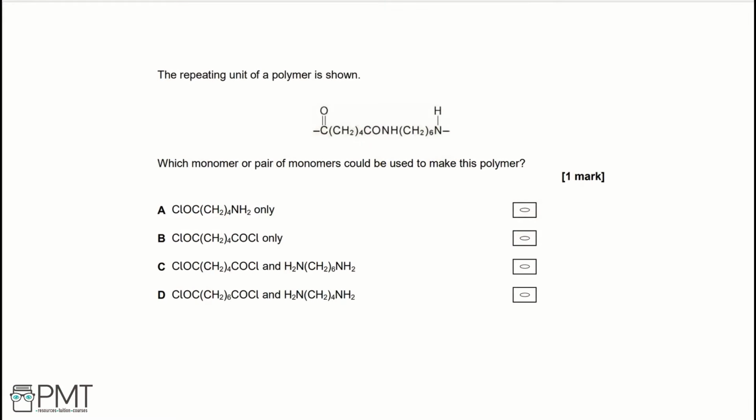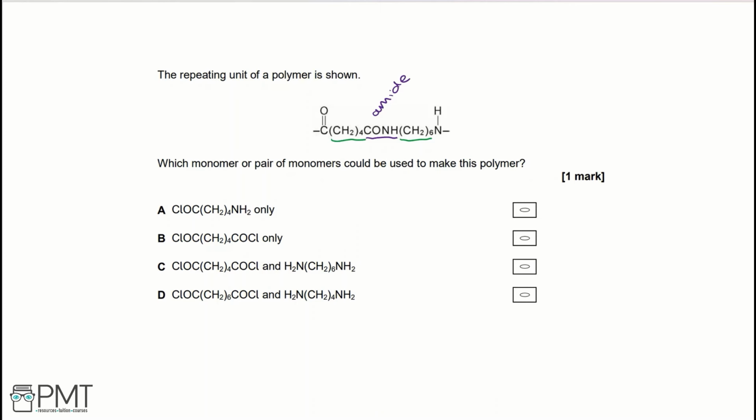The repeating unit of a polymer is shown. Which monomer or pair of monomers could be used to make this polymer? And we're given 4 different possibilities. So the key feature in this question is the functional group of the polymer. That's here in the middle, and it's an amide functional group. To make an amide, you need an acyl chloride and an amine. The other key feature of this polymer is that we have alternating alkyl chains. We have one where it's CH2,4 and one where we have CH2,6.